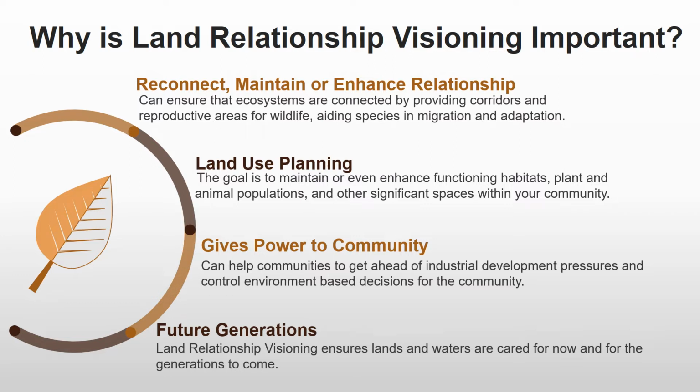The goal is to maintain or even enhance functioning habitats, plant and animal populations, and other significant spaces within your community. Additionally, land relationship visioning can help communities to get ahead of industrial development pressures and control environment-based decisions for the community. It gives power to the community. Lastly, and most important, land relationship visioning ensures lands and waters are cared for now and for the generations to come.